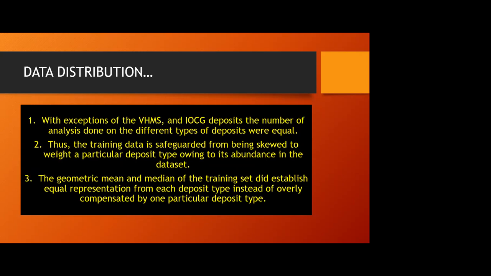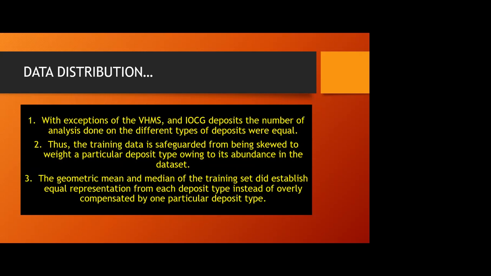So the data was quite well distributed so that the skewness of the training data could have been reduced. With exceptions of the VHMS and IOCG deposits, the number of analyses done in different types of deposits was taken as equal. The training data was hence safeguarded from being skewed to weight a particular deposit type owing to its abundance in the data set. So no particular deposit type had more data compared to the other, apart from VHMS and IOCG.